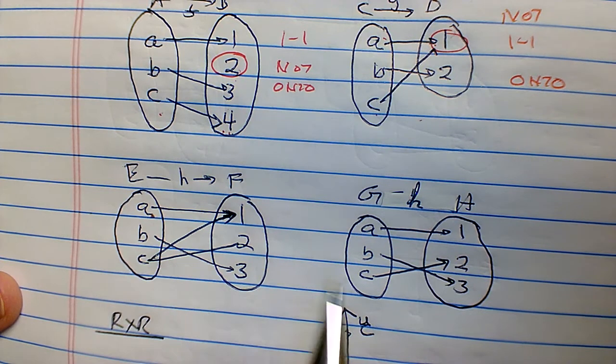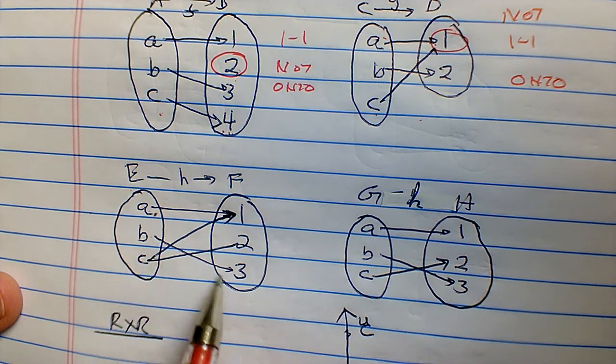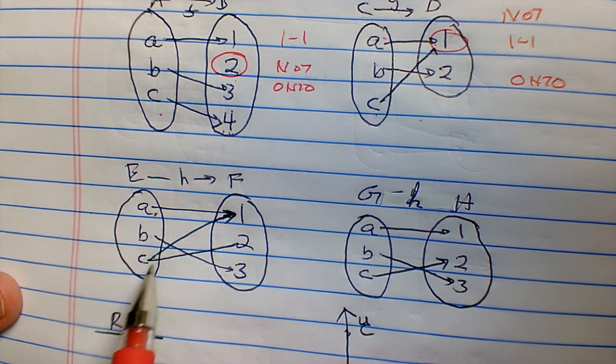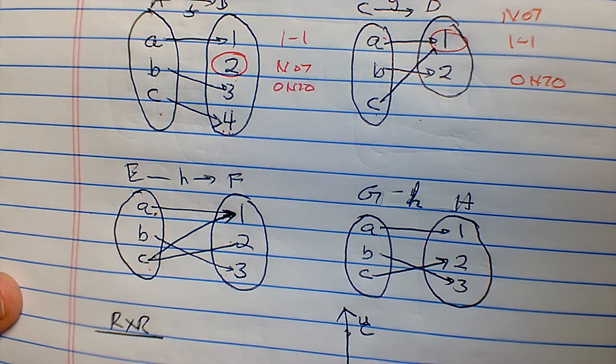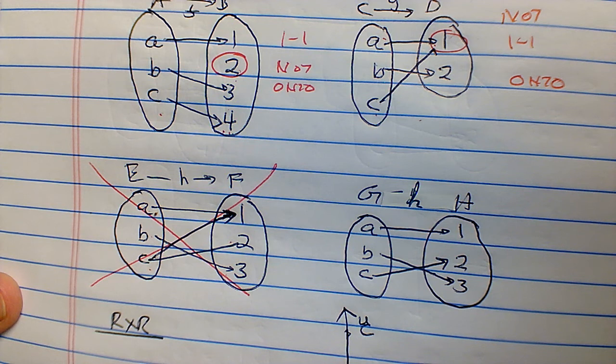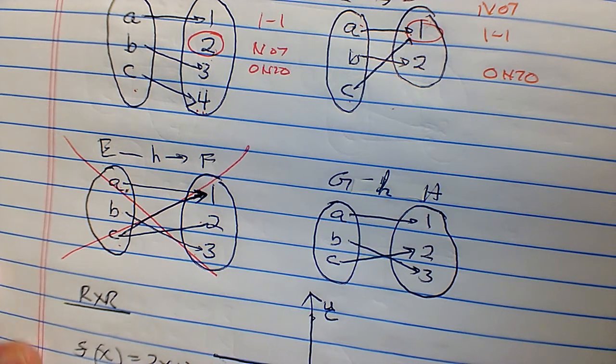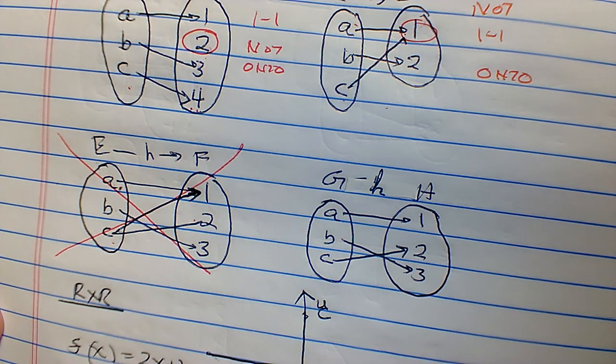How about this one, h, that goes from E to F? A maps to 1, B maps to 3, C maps to 1, C maps to 2. Is this one-to-one or onto? Ridiculous question. This one isn't even a function. And the properties of being one-to-one or onto are only properties of functions. So don't fall into the trap of trying to assign a property to something that's not really a function.